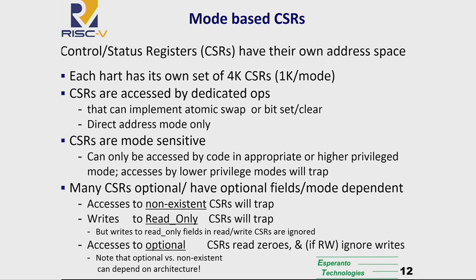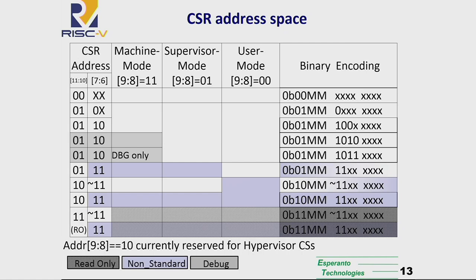And then there are optional CSRs. Optional CSRs are different from a non-existent CSR. It's non-existent if it doesn't exist in the architecture. It's optional if it exists in the architecture, but you didn't implement it. And those will read zeros. If you try to read them, you get an all zeros result. And if you write them, if they're defined architecturally as read-write registers, you just ignore the writes. This is an outline of the CSR address space. And you can see that you can do a lot of decoding just by looking at a few bits.